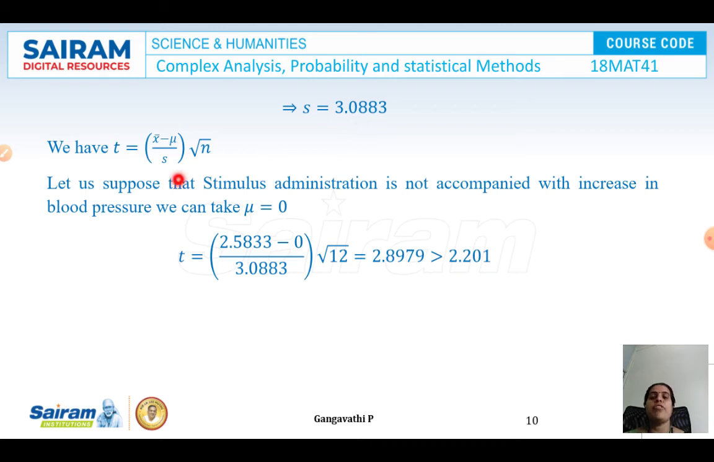So t, the formula is this. Let us substitute it, and mu is here. Let us suppose that the stimulus administration is not accompanied with increase in the blood pressure. It means that mu is 0. So mu can be considered as 0, and these two values we have evaluated, and substituting and simplifying we get t is equal to 2.201.